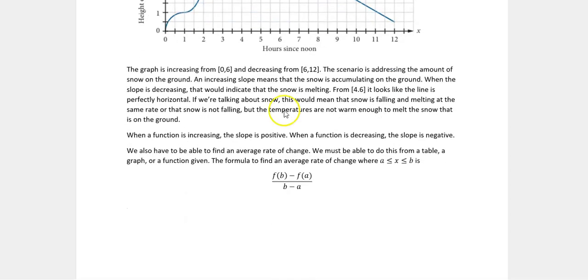Remember, when a function is increasing, the slope is positive. When it's decreasing, it's negative. And when it's horizontal, it's just 0. To find a slope or an average rate of change, we need to keep those things in our heads as the exact same thing: slope equals average rate of change. We're going to use this formula. It's just rise over run, change in y over change in x: f of b minus f of a over b minus a.